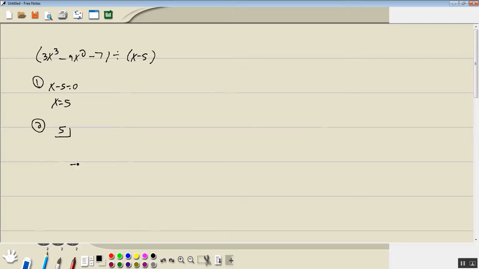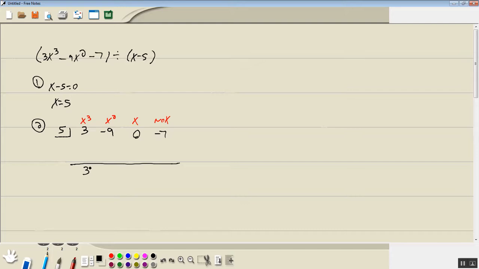We then put that number in the box in the upper left-hand corner. We identify our largest power, which is x to the third. So real small across top, I'll write x to the third, x squared, x, and no x. The number that's in front of our x to the third is a 3. The number in front of our x squared is a negative 9. There is no number in front of our x, so that's 0. And our no x, our constant term, is negative 7.